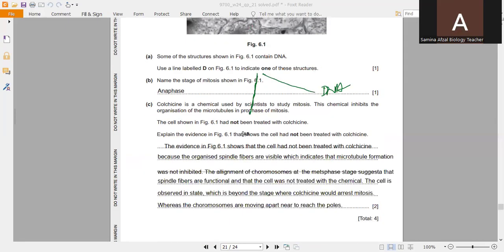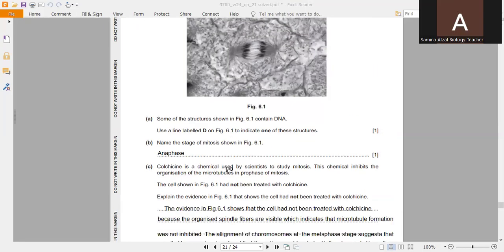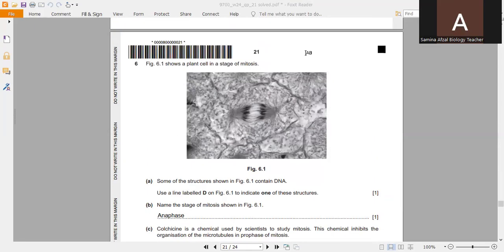Now, next is: colchicine is a chemical used by scientists to study mitosis. The chemical inhibits the organization of the microtubules in prophase of mitosis. So the cell shown in figure 6.1 had not been treated with colchicine. Explain the evidence in figure 6.1 that shows the cell had not been treated with colchicine. Colchicine will inhibit the organization of the microtubules in the prophase of mitosis. So here you can see the spindle fibers around the centrioles. Centrioles are present on the opposite poles. You can see these spindle fibers which help the chromosomes to move towards the opposite poles.